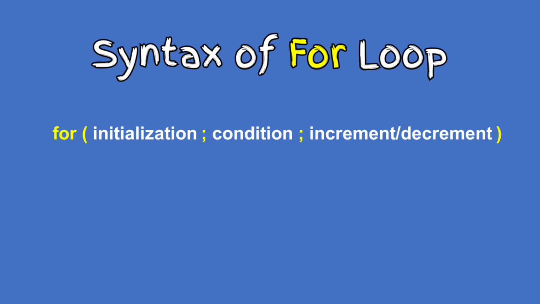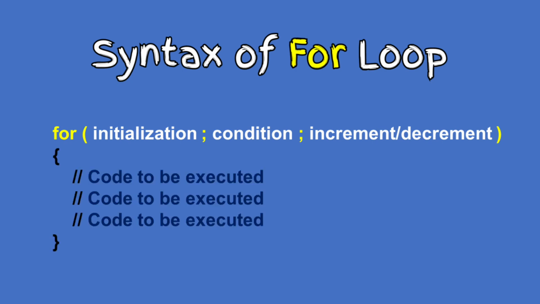Following these components, there's a block of code enclosed in curly braces. This block contains the specific instructions or tasks that the loop executes in each iteration, as long as the condition remains true. Once the condition becomes false, the loop exits, and the program moves on to the next set of instructions outside the loop. Let's consider an example to solidify our understanding.